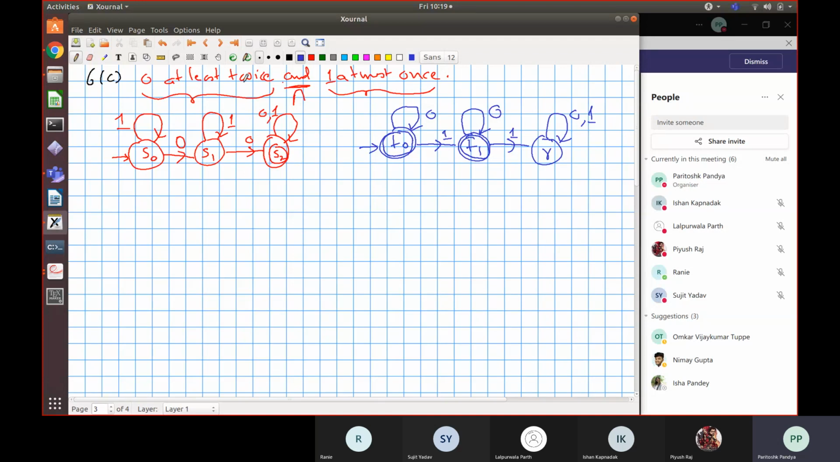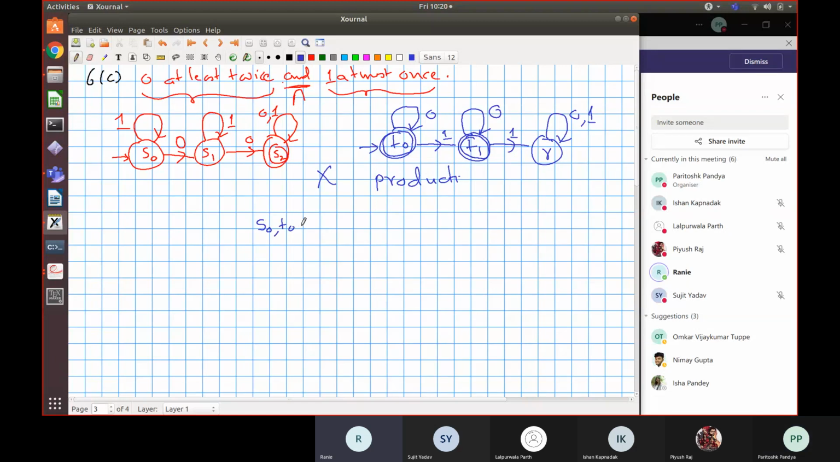And then if you want all words which have both of these properties, what do we have to do? We have to take the cross product automaton, right? Which will recognize their intersection, right? So what will that automaton look like? How many states will it have? Nine. Rani? So what will be the start state of that product automaton?